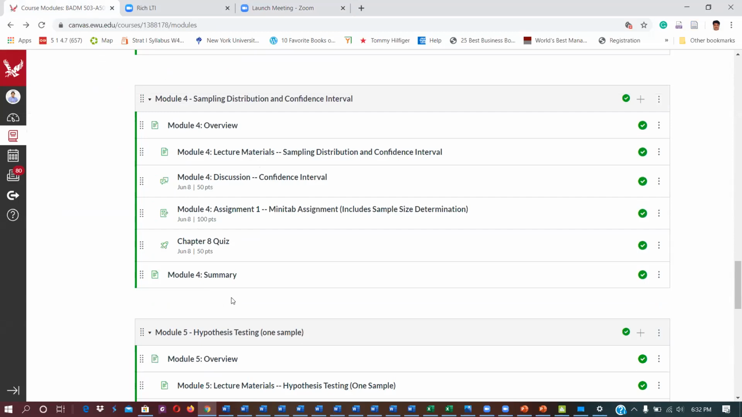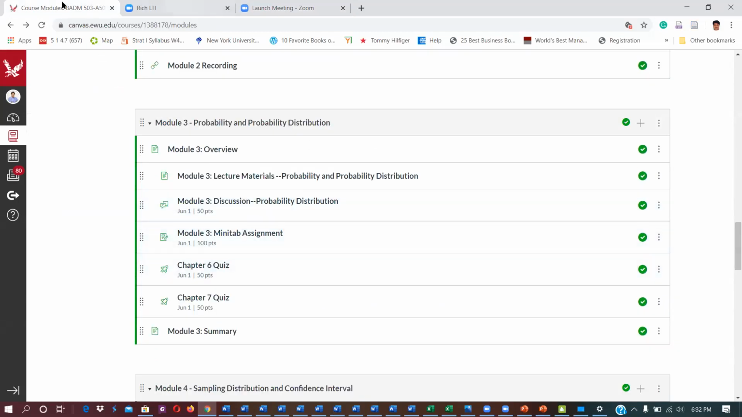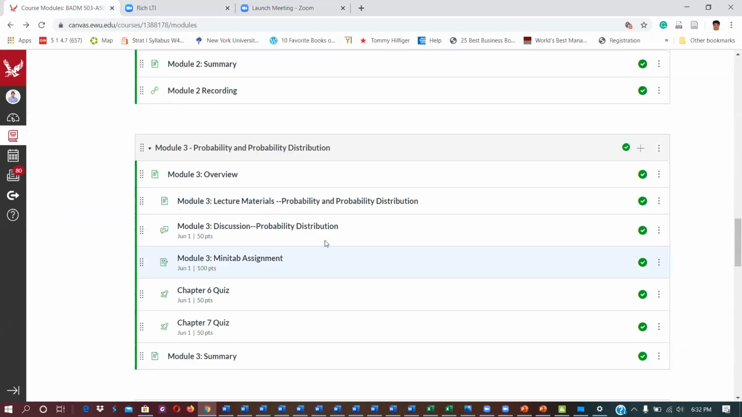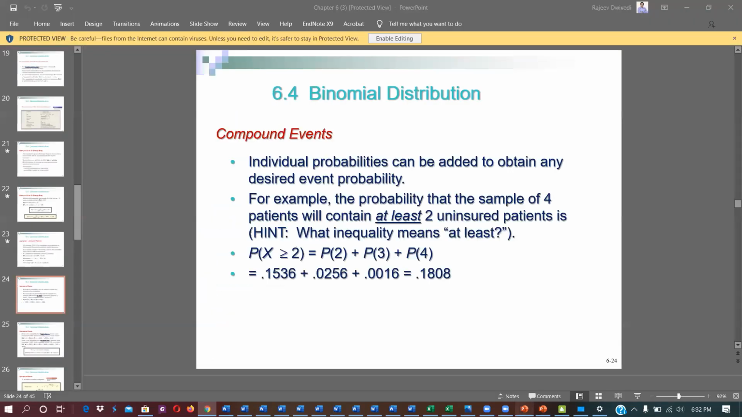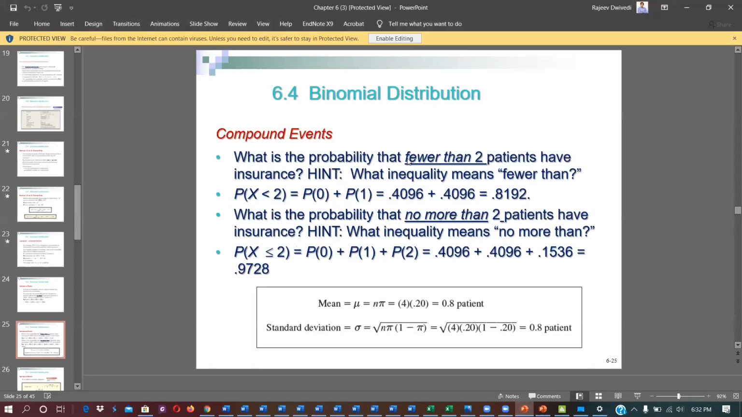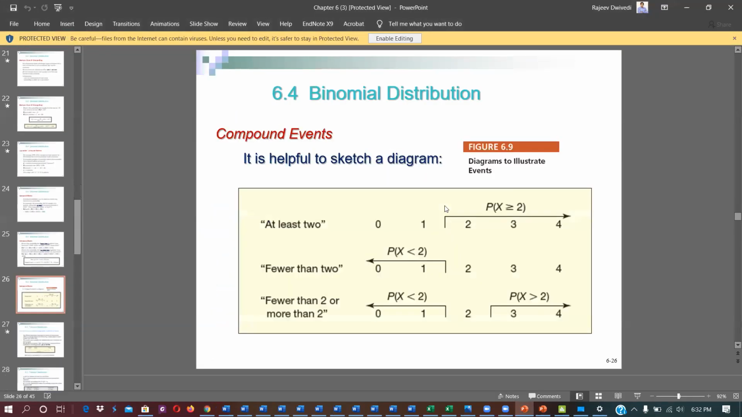I think I forgot to do the tables. The same numbers we can get using tables also. So this is binomial and this is called a compound event. You have to focus on this slide in order to understand.